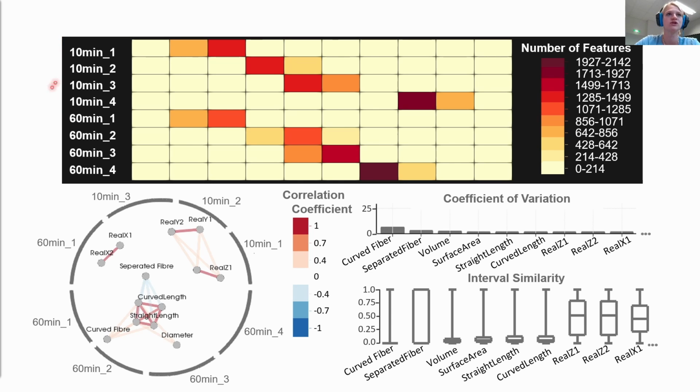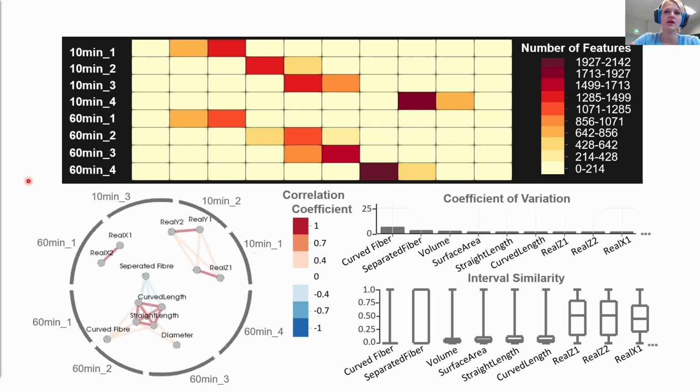Here, for example, in region 1 of 10 minutes and 60 minutes. But we can also see that the force affected the fibers. For example, here in region 4, we got it after 10 minutes, and the fibers are shifted a bit to the left after 60 minutes.